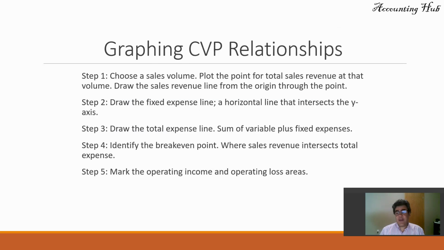And then we have the graphics. We can graph it. Step one, choose a sales volume. Plot the total for sales revenue at that volume. Draw the sales revenue line. And then the fixed expense, total expense, and we identify the break-even point.